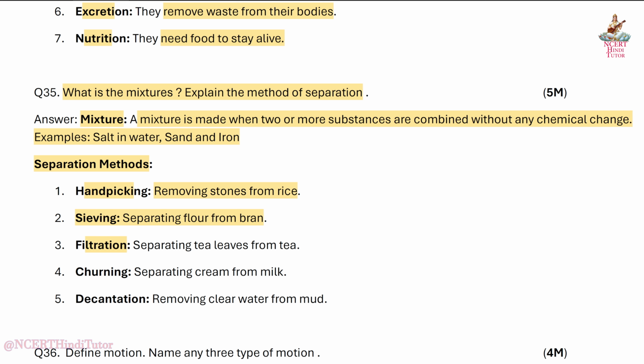Third, filtration, separating tea leaves from tea. Fourth, churning, separating cream from milk. Fifth, decantation, removing clear water from mud.